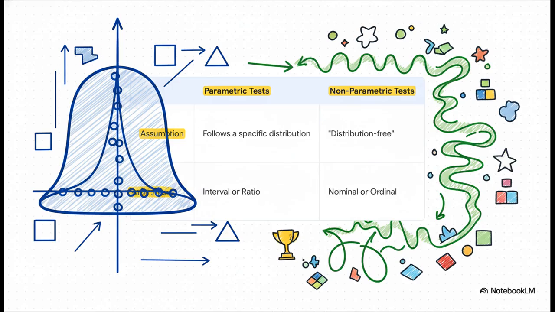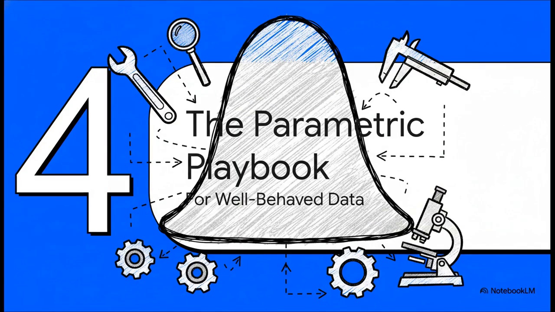On one side, you have parametric tests. These are really powerful, but they have strict rules. Your data has to follow a specific distribution, like that bell curve. On the other side, you have non-parametric tests. They're way more flexible. They're distribution-free, which means you can use them on almost any kind of data, even simple rankings or categories. So first, let's explore those powerful parametric tests.